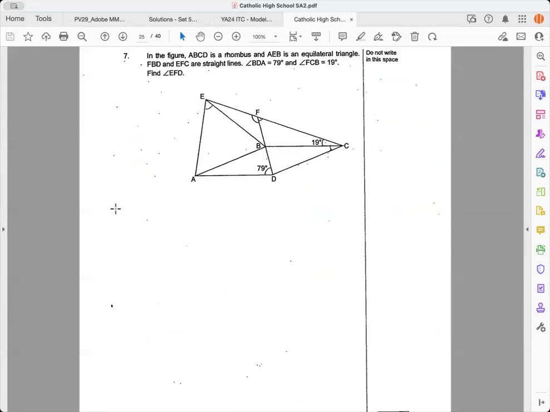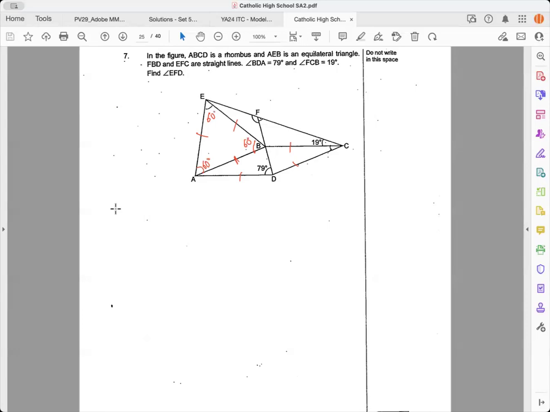In the figure ABCD is a rhombus. So let's mark out the rhombus, right? Rhombus, 4 sides are equal, so I mark it with this. And AEB is an equilateral triangle. AEB, 3 sides are equal, so I mark it the same as well. And then this will be 60, this will be 60, this will be 60.